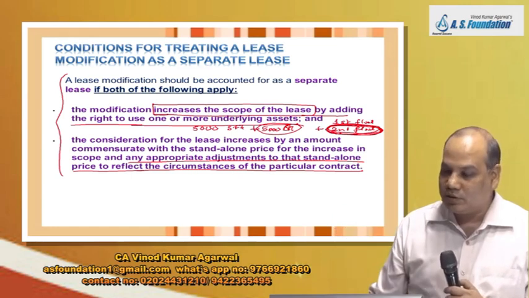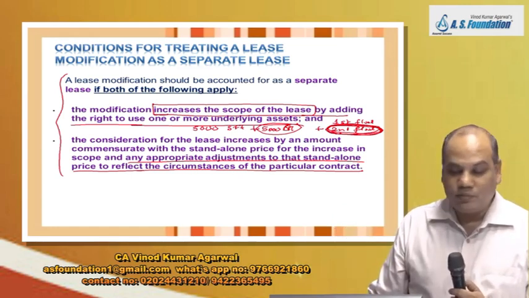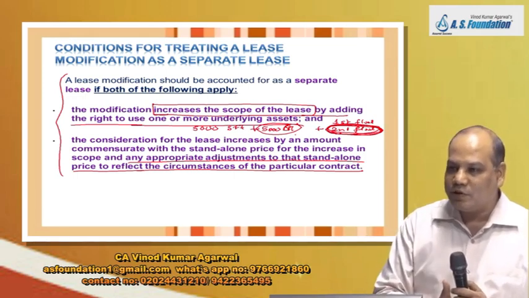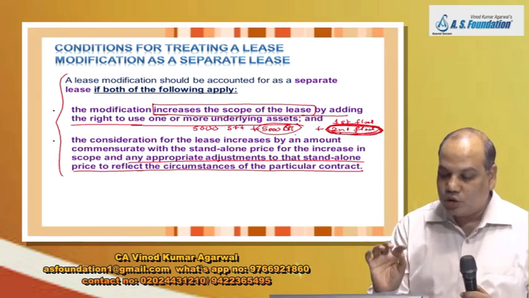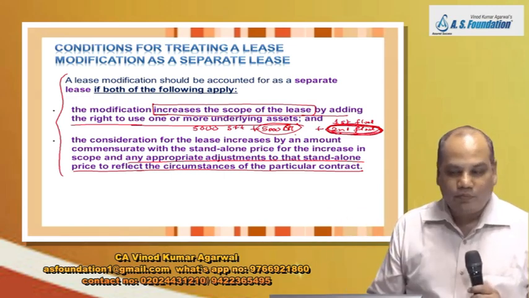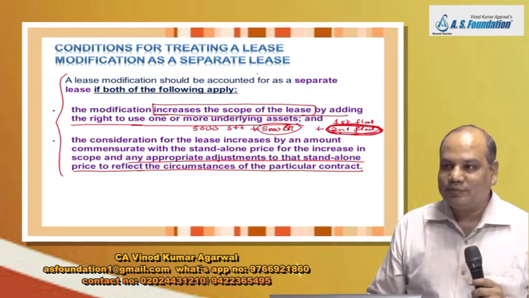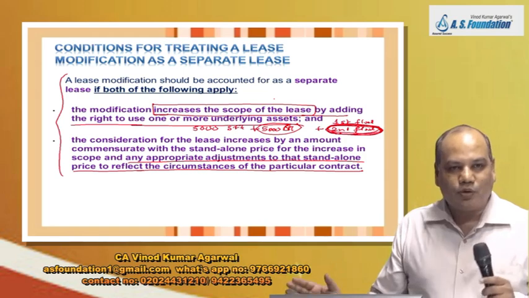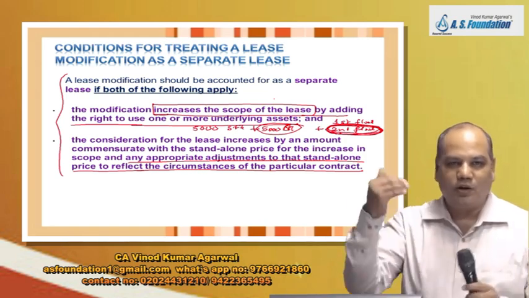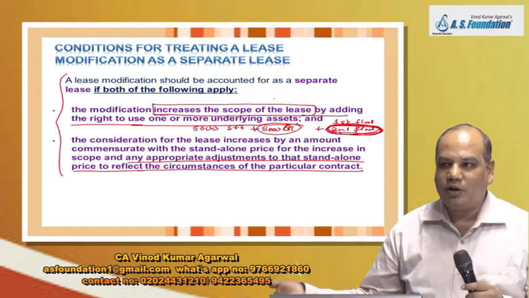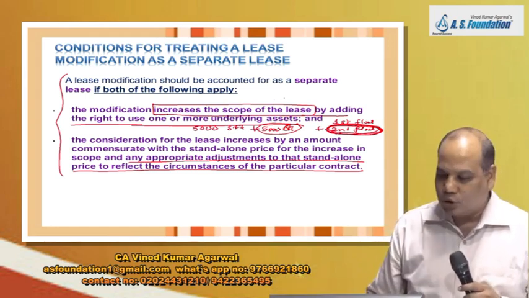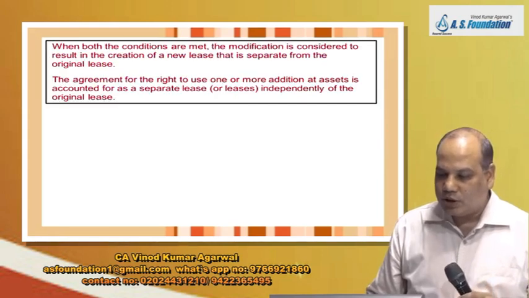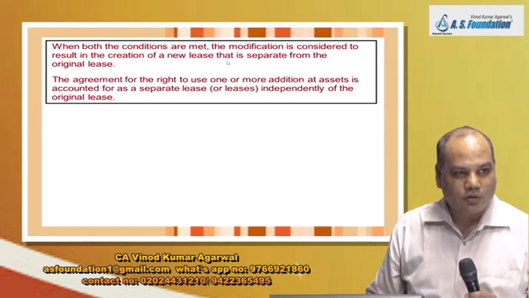That can be adjusted. But if the market rent is 50,000 and you give it for 10,000 because he is already an existing lessee for the first floor, then it is not in line with the standalone price, and you will not treat it as a separate lease. Rather, you will account for the existing lease and increase the lease liability and increase the right of use asset according to the new set of calculations. Okay. Both the conditions must be met, not either or.